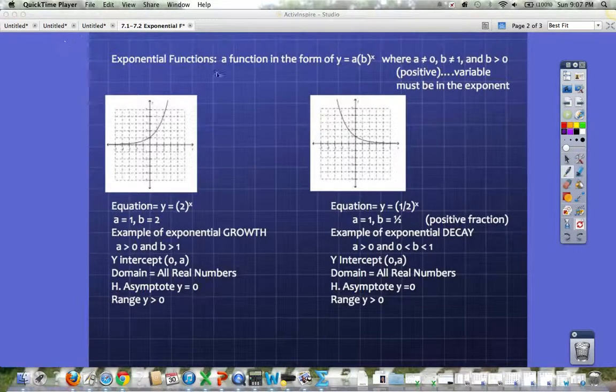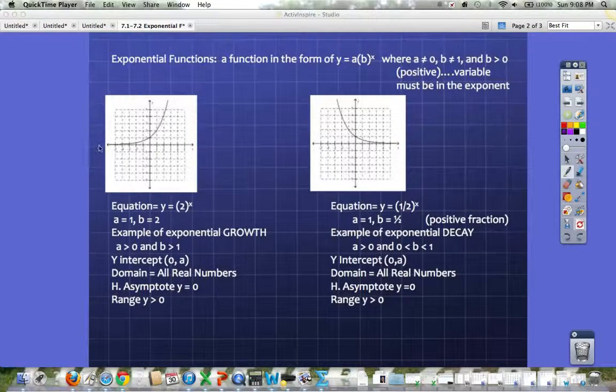couple things. Exponential functions are functions in the form of y equals a times b to the x power, where a cannot be 0, b cannot be 1, and b has to be greater than 0. Okay? So it has to be greater than 0 but not 1. And it must be positive. So the variable must be in the exponent.